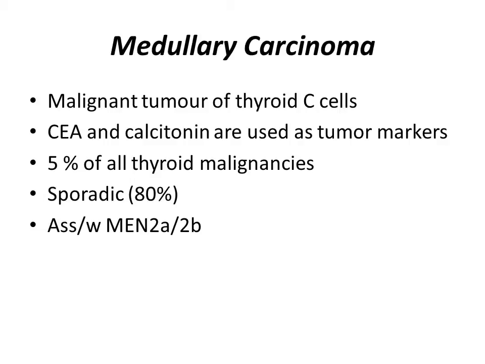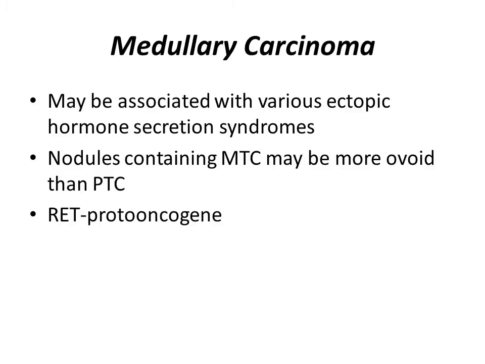Medullary carcinoma is a malignant tumor of thyroid C cells. CEA and calcitonin are used as tumor markers in blood. These represent about 5% of all thyroid malignancies. The sporadic presentation is about 80%, which is the most common, but there is an association with MEN 2A and 2B. These tumors may be associated with various ectopic hormone secretion syndromes, and nodules containing medullary thyroid carcinoma may be more ovoid than papillary thyroid carcinoma, and this is a radiologic impression that you can also use.